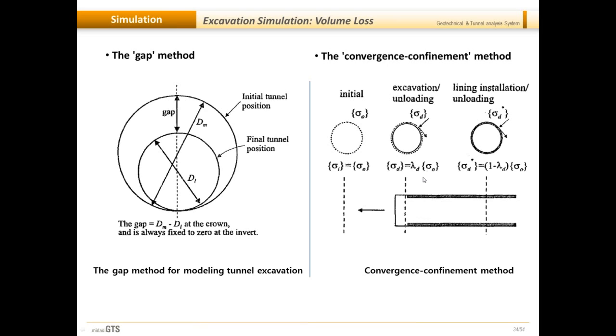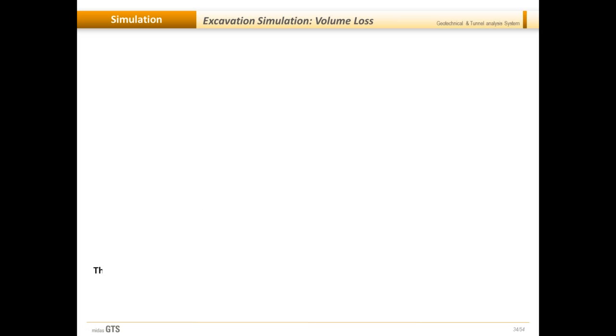So once we obtain or make an assumption of what lambda d value should be, we are able to activate the lining with the residual or the remaining force. So the remainder of the stresses, the stress reduction, which is 1 minus lambda d times sigma naught, is then applied to the linings that are there. So this is another approach of simulating the ground loss or the volume loss.